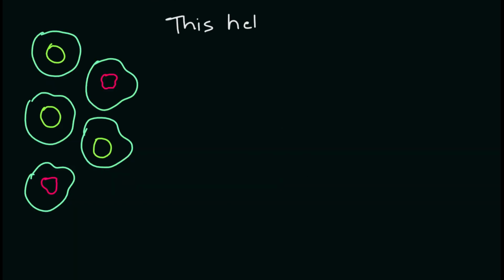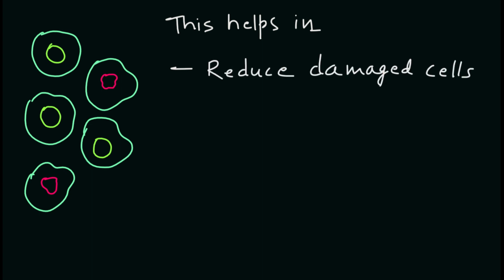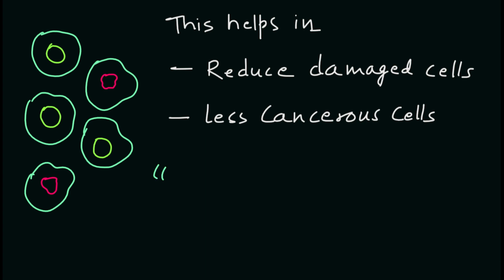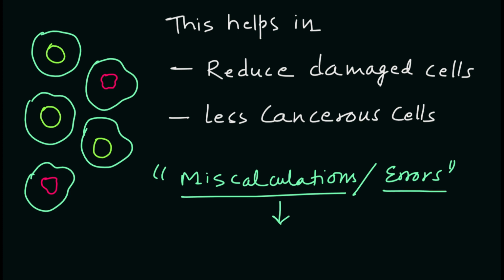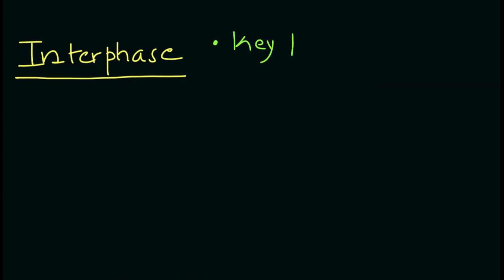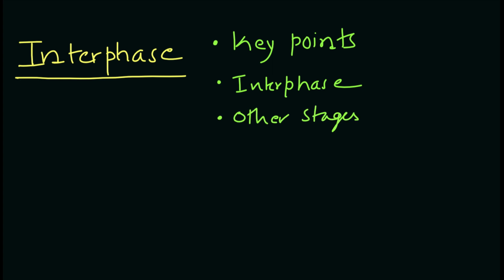It will decrease the number of damaged cells generated and the generation of cancerous cells. A miscalculation by the key interphase proteins could be crucial, as the latter could result in the development of cancerous cells. These were some of the introductory points regarding interphase of mitosis. Next, we will discuss the other stages of mitosis in detail.